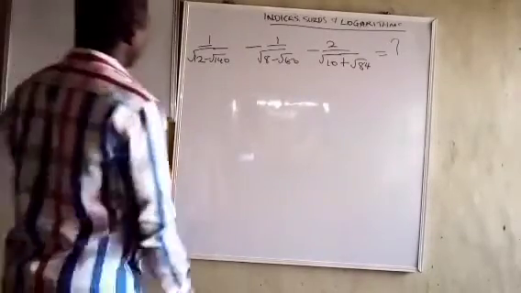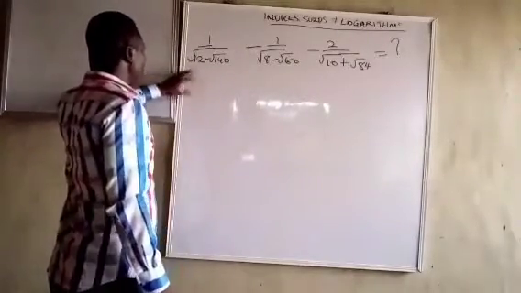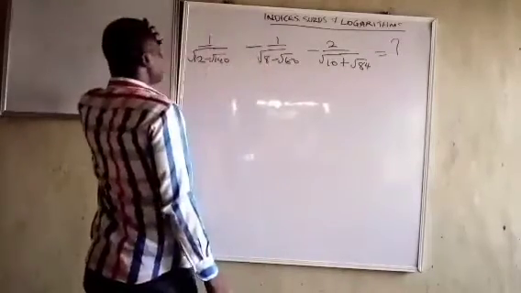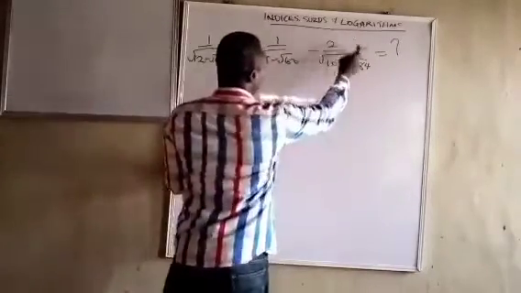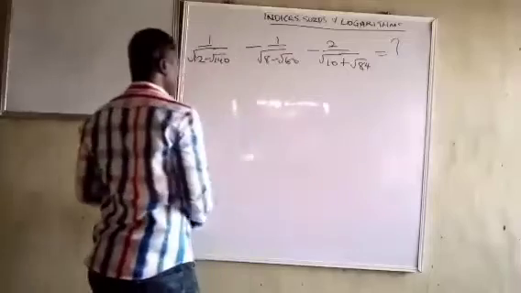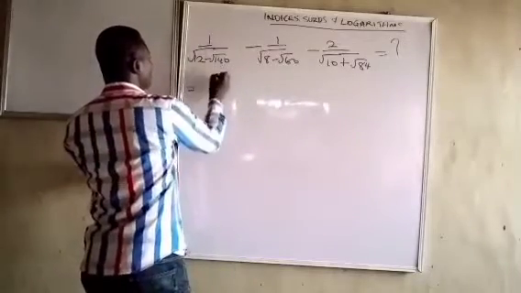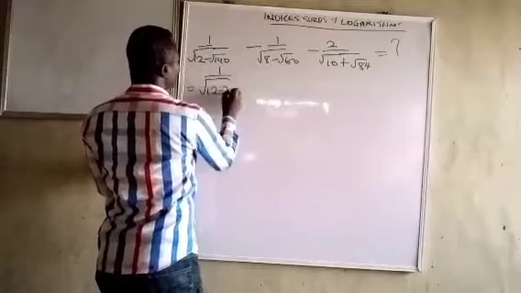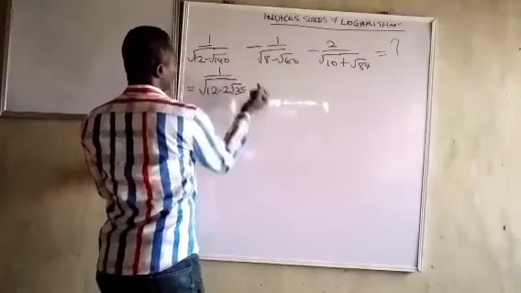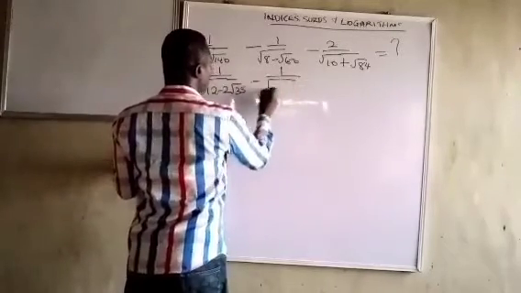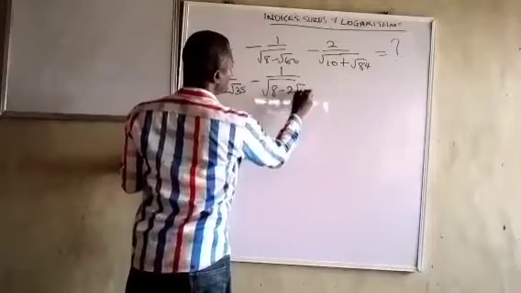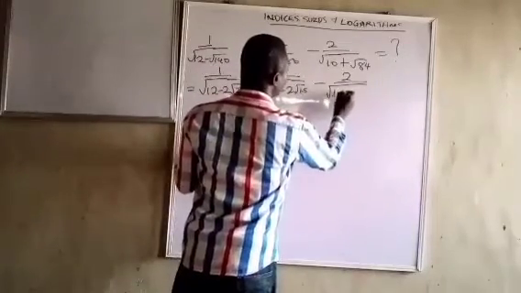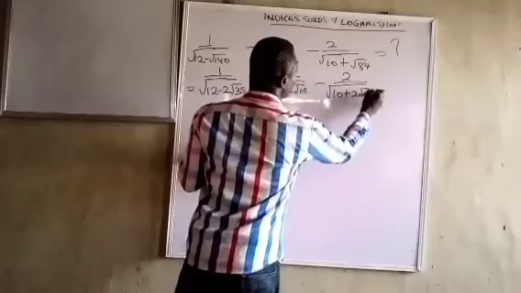Now we have another question. We are asked to find the value of 1 over square root of 12 minus square root of 140, minus 1 over square root of 8 minus square root of 60, minus 2 over square root of 84. Let us rewrite. This one is going to give us 1 over root of 12 minus 2 root 35, minus 1 over root of 8 minus 2 root 15, minus 2 over square root of 10 plus 2 root 21.